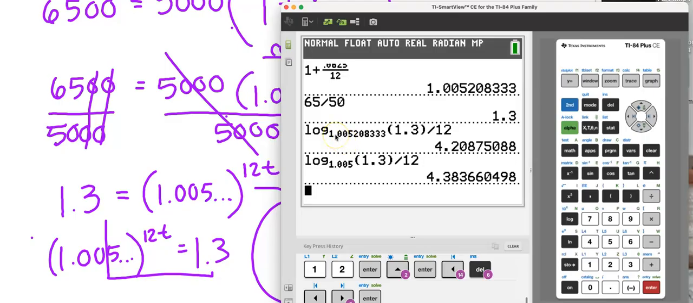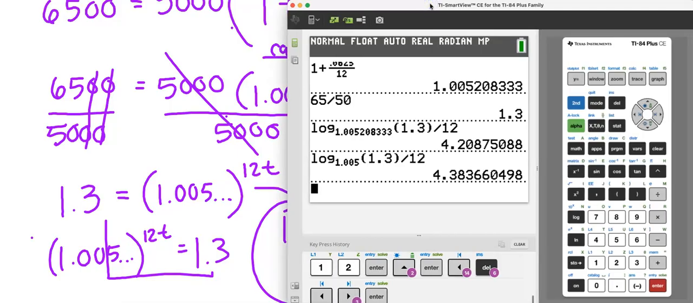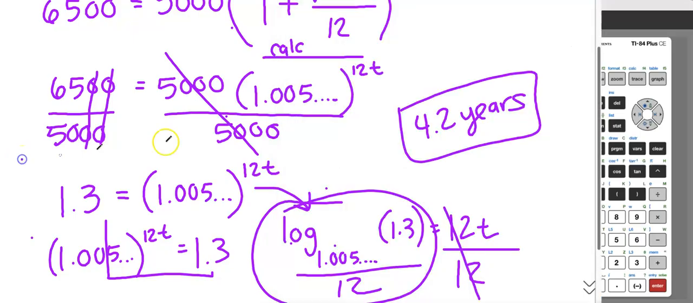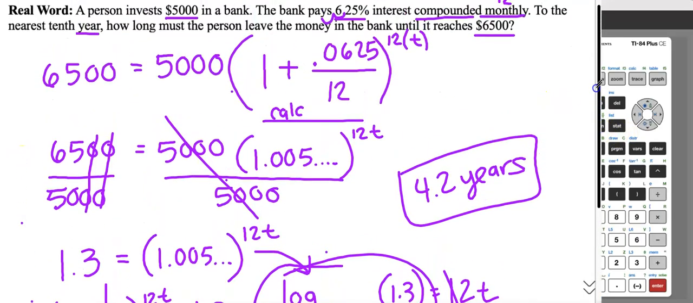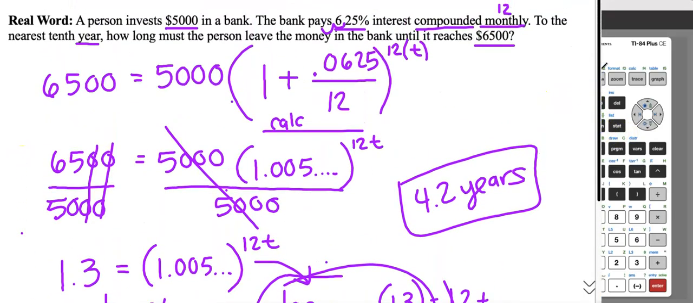So because logs are like exponentials, and exponentials grow really rapidly, so do logs. And so if you're off by like 0.0002, it definitely changes the amount of months. So especially when you're doing homework, when you're doing tests, make sure you're using this entire decimal. Okay? All right, so that's how it's useful to you guys.